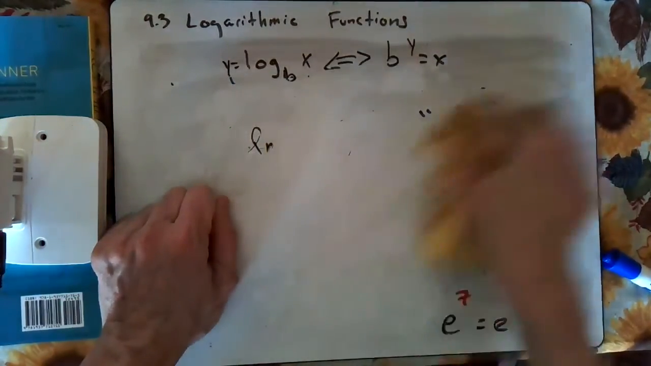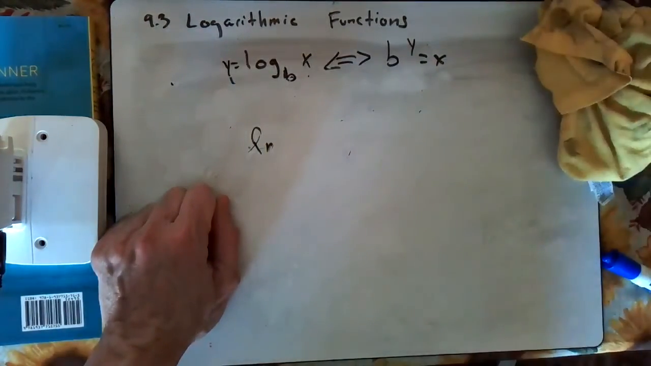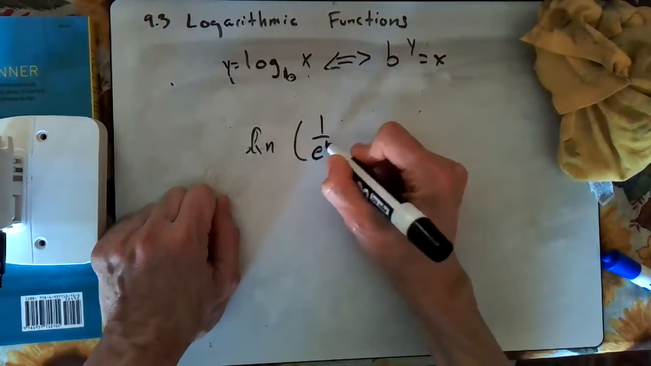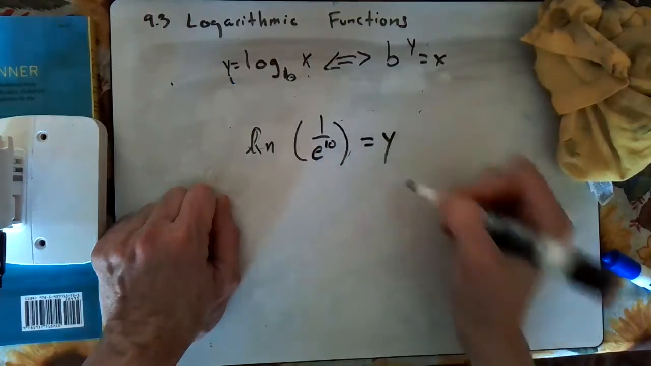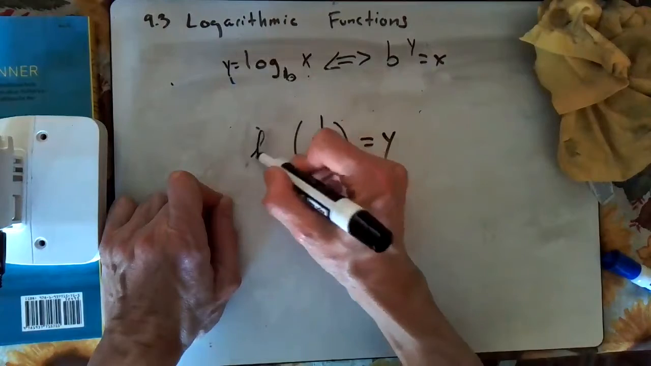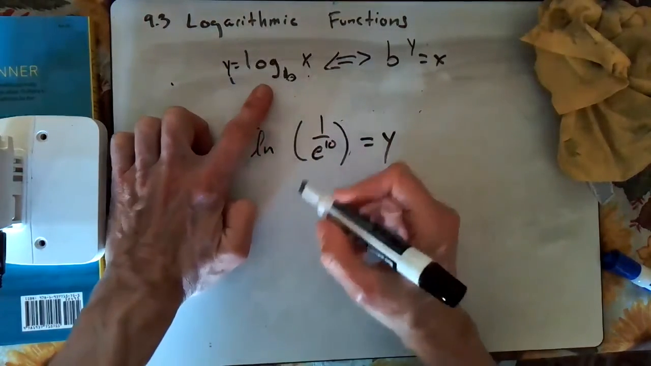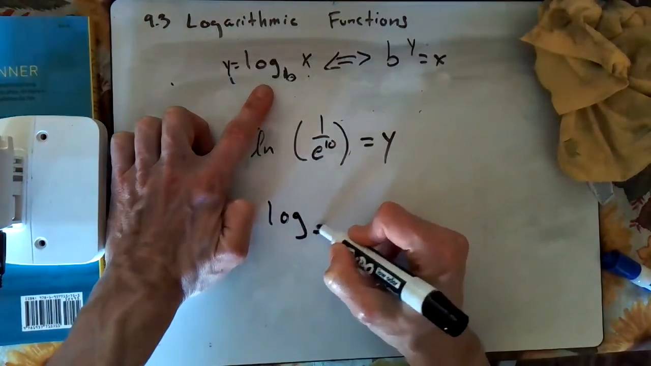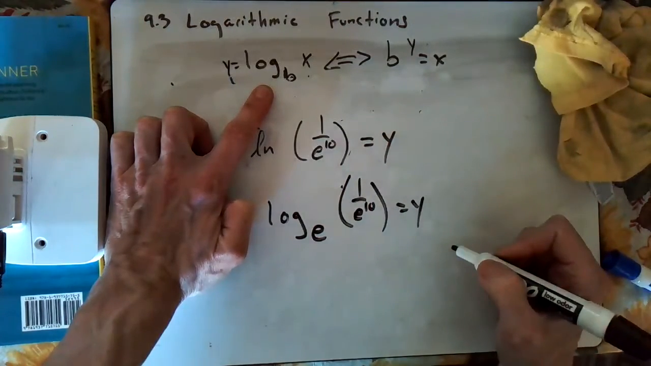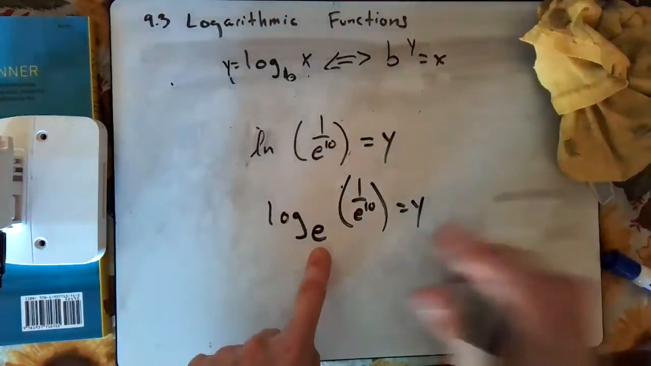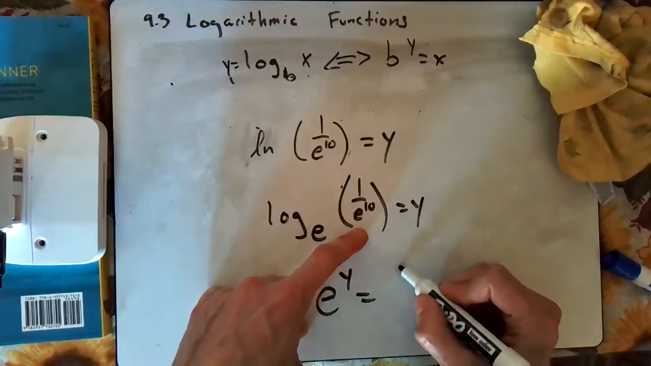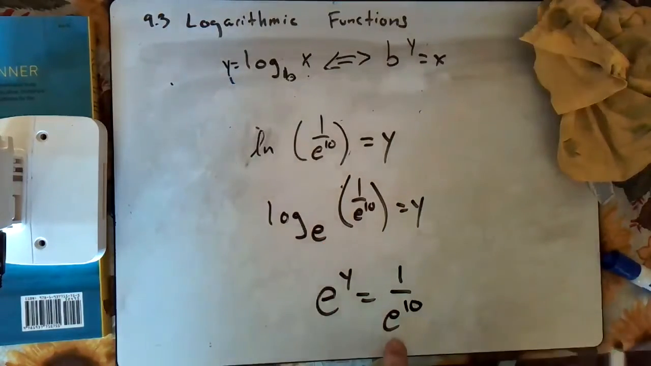What if we have natural log of 1 over e to the 10th? And again, let's put that equals y because they don't give it to us. So remember, to convert or work out your natural logs, convert them to a log of base e. So this is log base e of 1 over e to the 10th equals y. If we convert that into exponential form, it's b to the y, e to the y equals x, which is 1 over e to the 10.